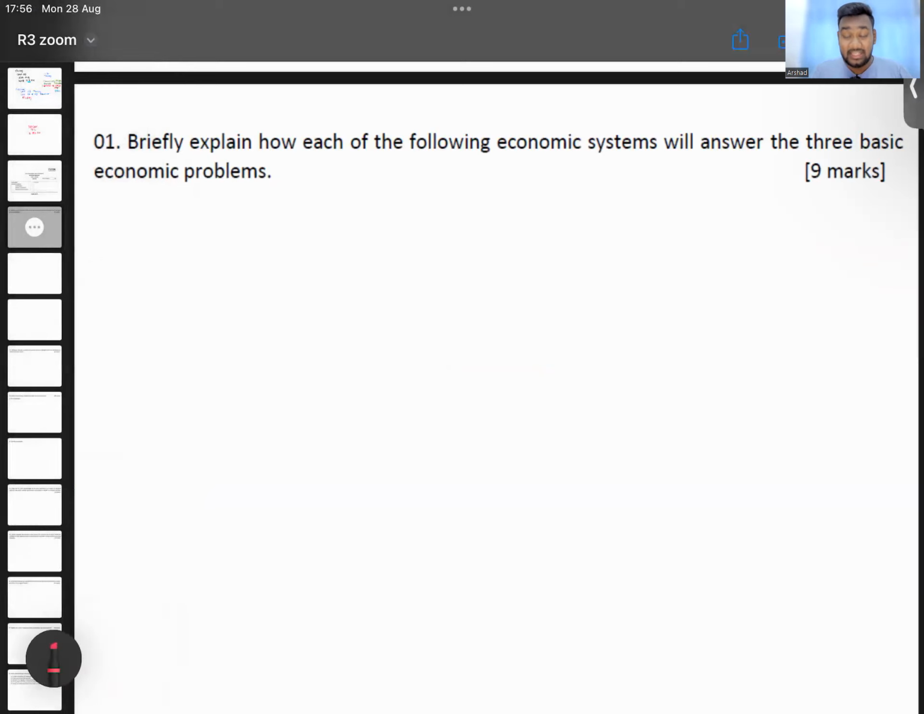Now remember, guys, you won't get a question as big as question number 1. But from these 3 economic systems and the 3 problems, there is a very common question that comes. Sometimes they ask you to distinguish how a market and a command economy answers the what to produce question. Sometimes they ask, answer how a command economy answers the 3 problems. So I put everything together and I made one big question.